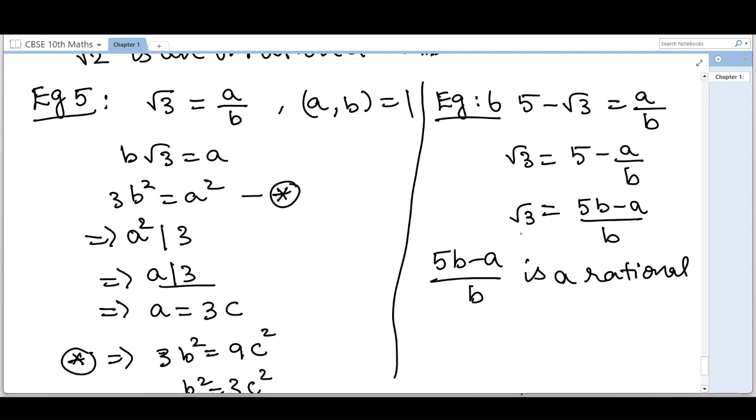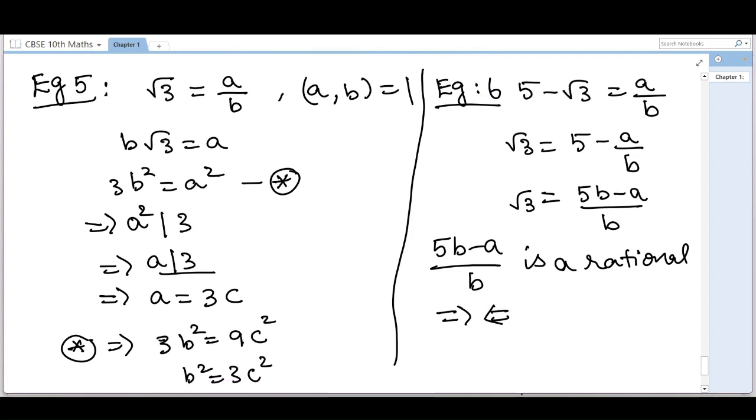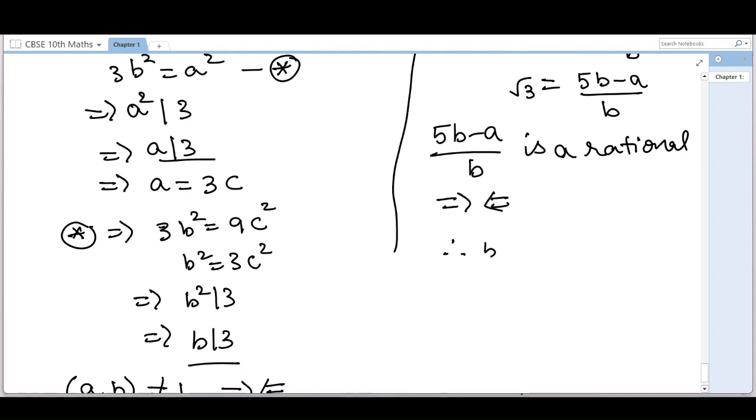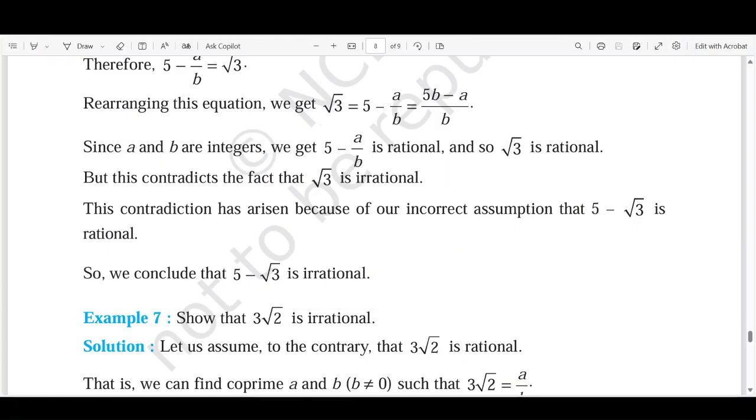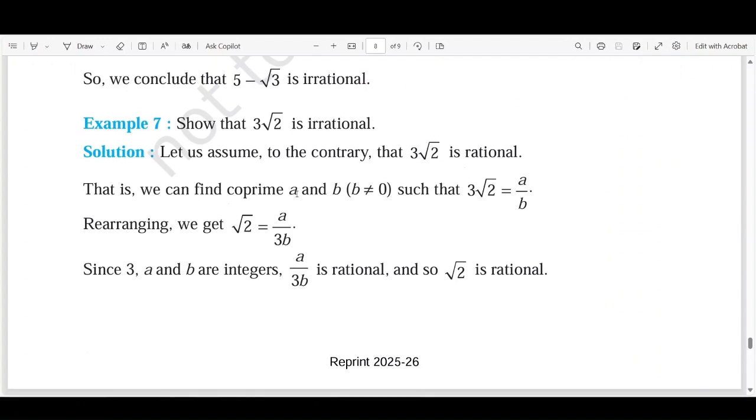But the left hand side what we have is root 3. Just now we have proved root 3 is irrational. Therefore, what we have assumed is contradictory to the idea that root 3 is irrational, right? So, what we have assumed is wrong. What we have assumed is 5 minus root 3 is rational. Therefore, what we can conclude is 5 minus root 3 is irrational. Now, moving on to example 7, we have to show that 3 root 2 is irrational.